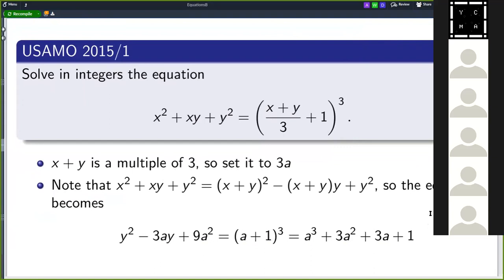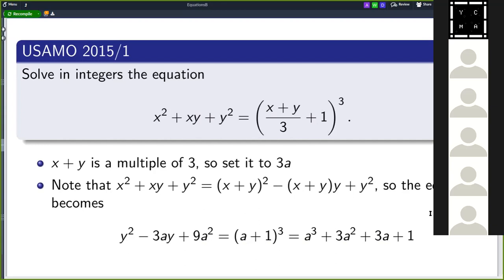So now we don't have to deal with p. Yeah, so the problem with p is that it's slightly annoying to work with because a is going to be a linear variable and p is going to be a quadratic variable. And we don't want to mix them if we don't have to. So instead we're going to set x plus y equals 3a and then just cancel out the x using this identity. And this gives us that the left-hand side is y squared minus 3ay plus 9a squared.